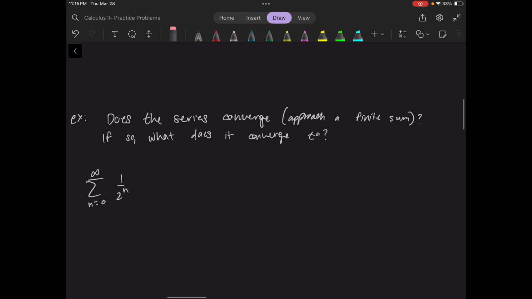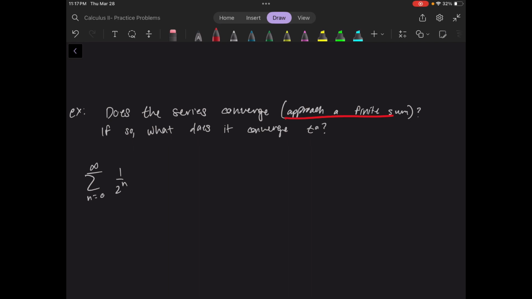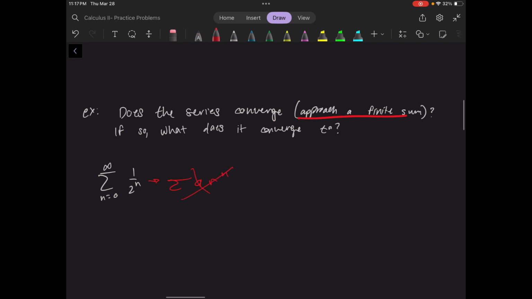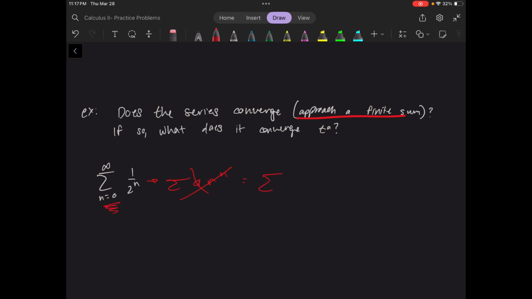Does this series converge? And remember, converging means its sum is approaching a finite number. So you may not recognize this as a geometric series at first, because we don't really see an ar to the n power. We don't see this, but it's there. You just gotta do a little detective work. First, we want to make sure that we're starting at n equals 0. That's important. We'll look at an example when it doesn't and what we have to do to get there. But n equals 0 to infinity.